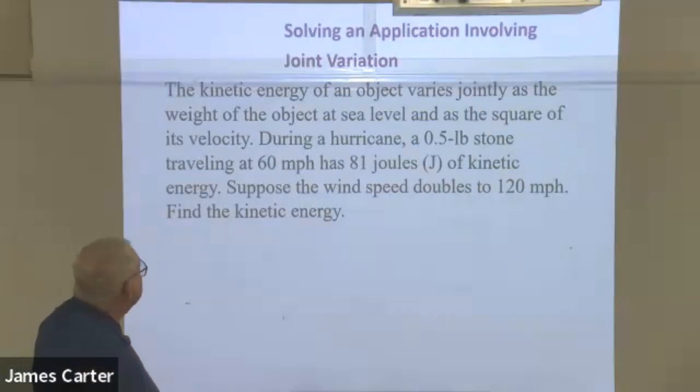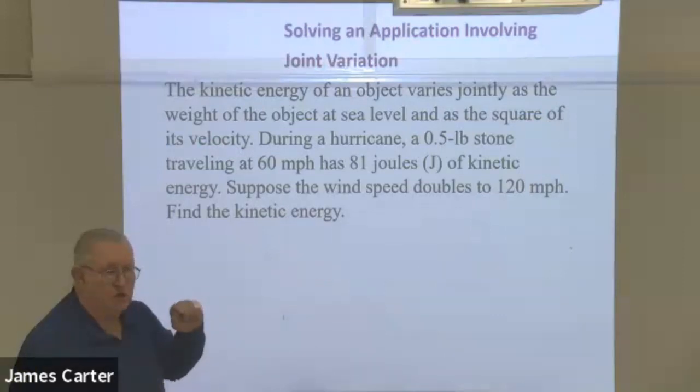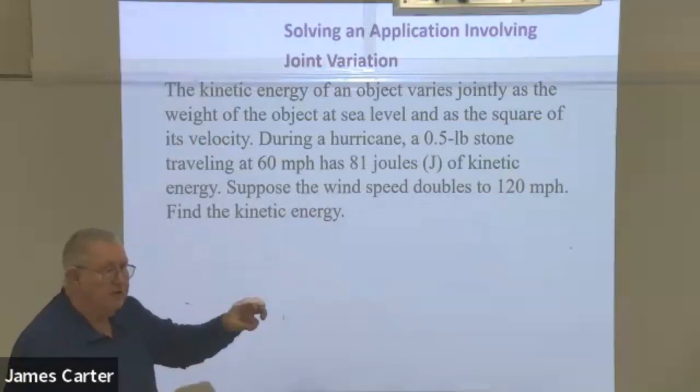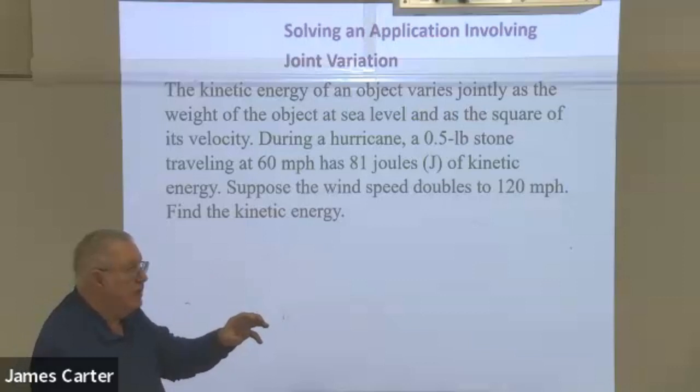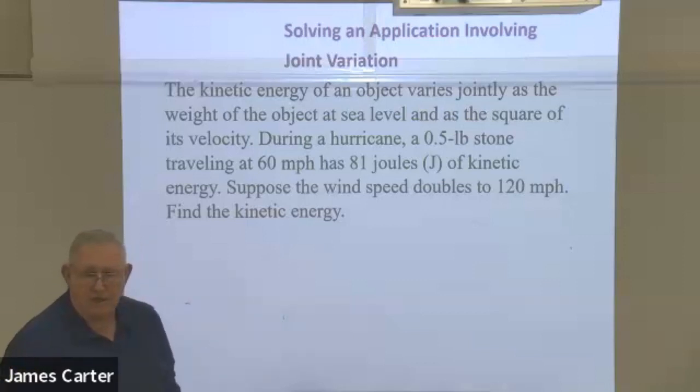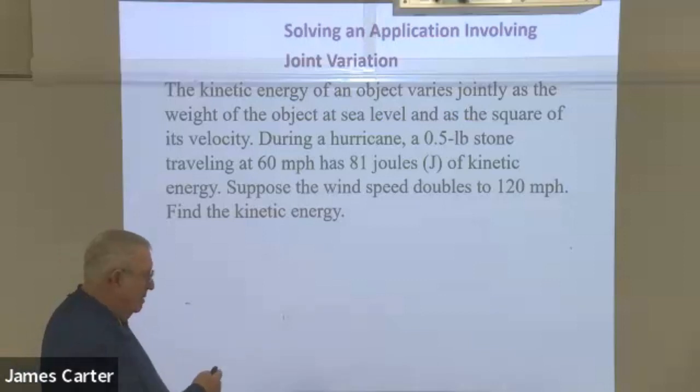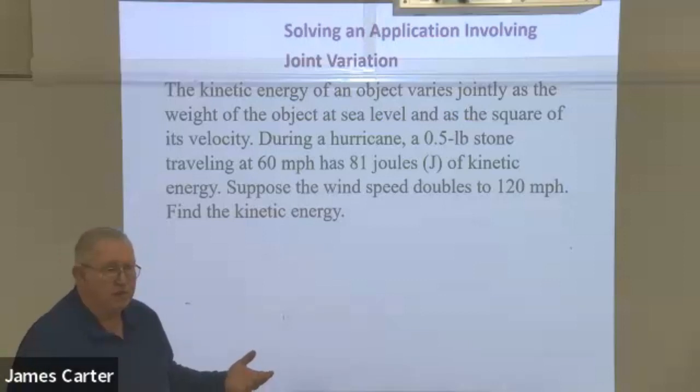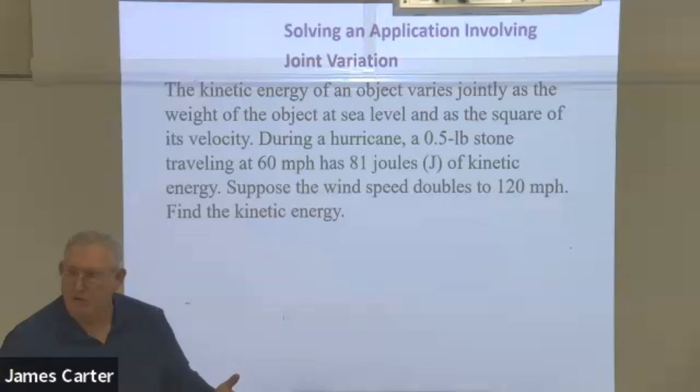The kinetic energy of an object, that means the force it's going to hit something with, varies jointly as the weight of the object and the square of its velocity, how fast it's going. In other words, the heavier it is and the faster it's going, the greater the kinetic energy. Does that make sense? That's why they use 300-pound tackles in pro football. When they hit somebody, it moves them.